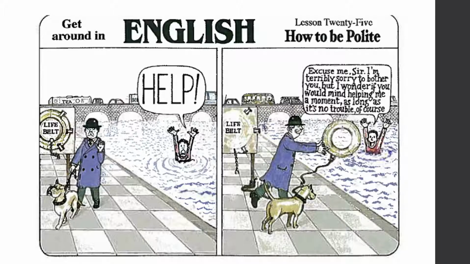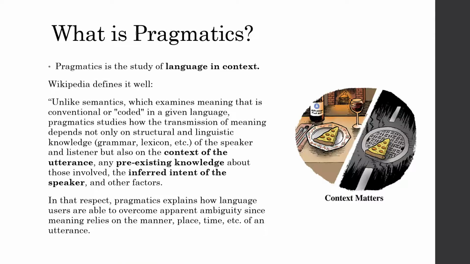Okay, have a look at this wonderful joke. Get around in English, Lesson 25, how to be polite. You can see here the language that gets the desired effect for the drowning man is perhaps not the language that we'd expect. And I'm going to explain this hilarious joke later as an example of how pragmatics helps us to understand whether language works or not in a given context.